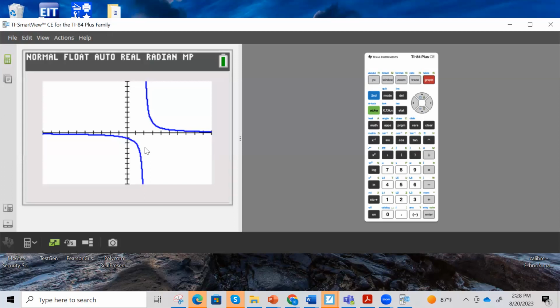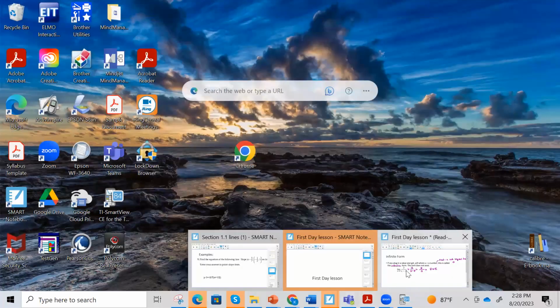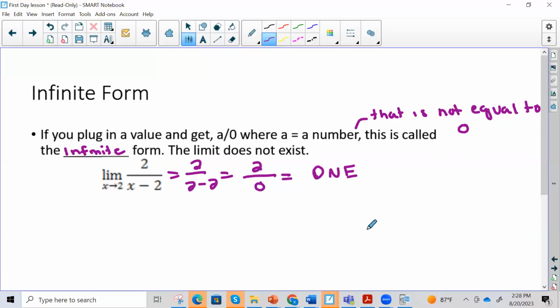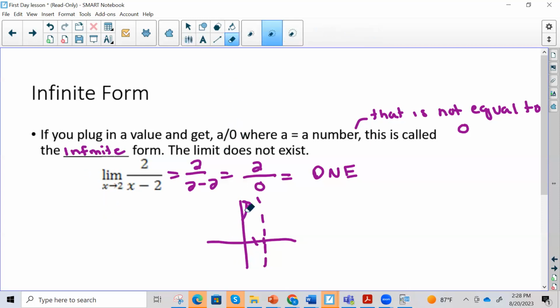And so this will look like this. And so when this happens, the limit does not exist. So anytime you get a number, a non-zero number over 0, that limit does not exist. And again, that's where the graph is going to have a vertical asymptote. That's the other way. At x equals 2. And that's where it does not exist.